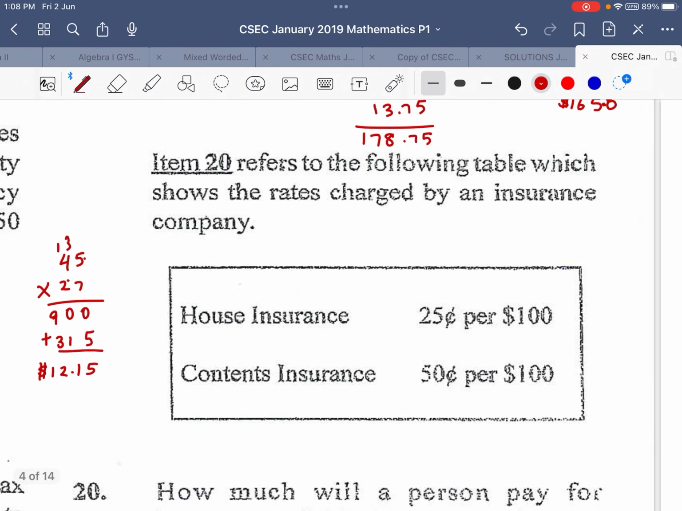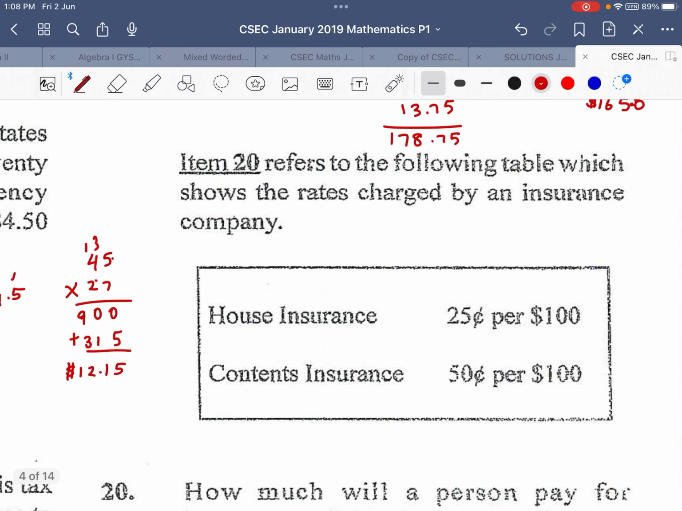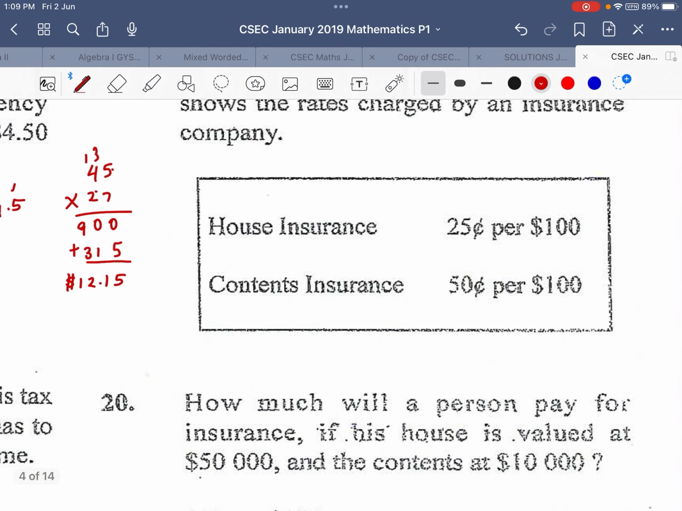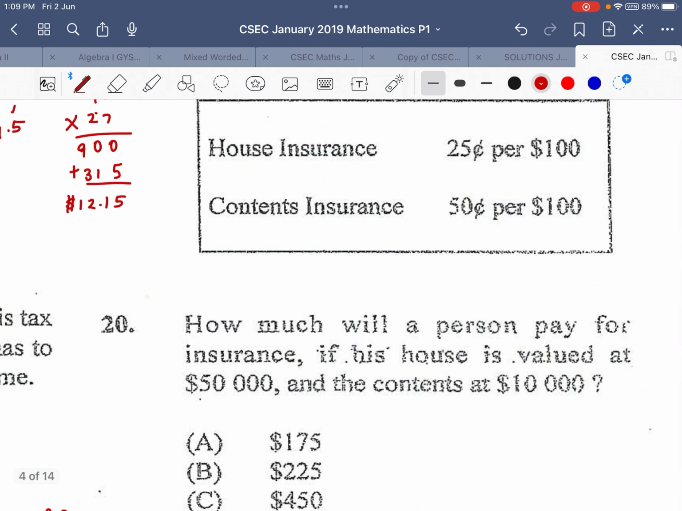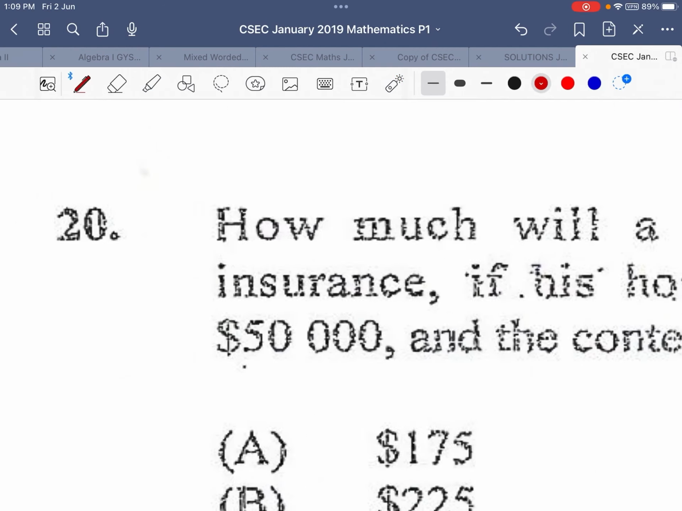Moving on to question 20. Item 20 refers to the following table, which shows the rates charged by an insurance company. So house insurance is 25 cents per $100 and contents insurance is 50 cents per $100. Question asks, how much will a person pay for insurance if his house is valued at $50,000 and the contents at $10,000? Right, so again we need to find out how many times 100 occurs in each and then multiply by the rate per $100.